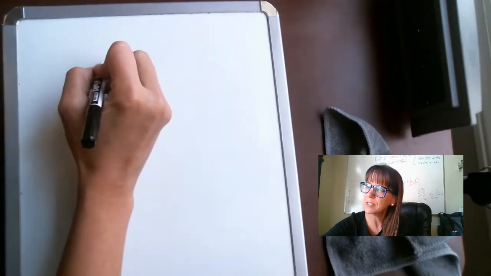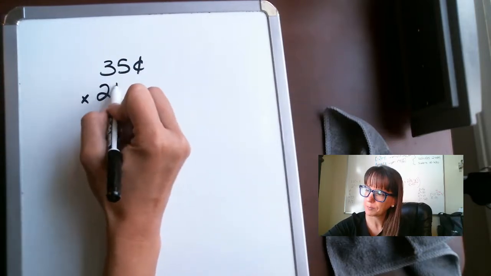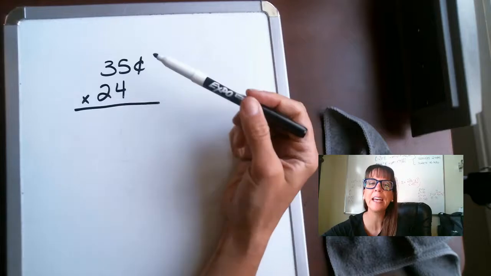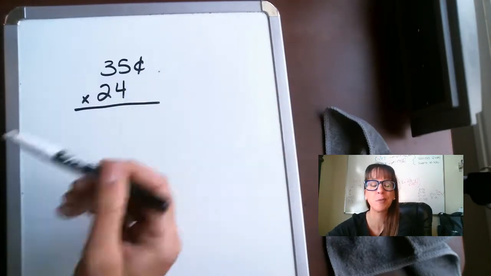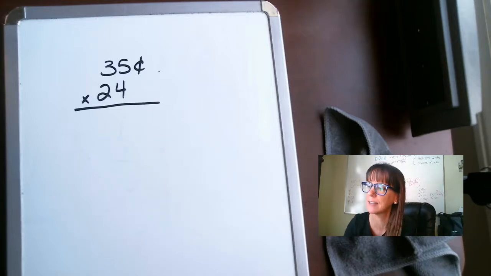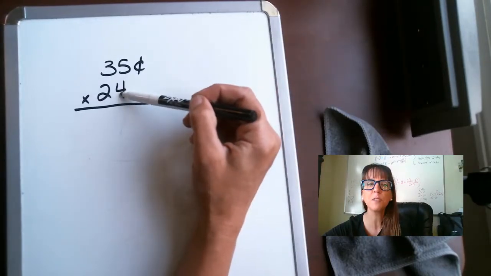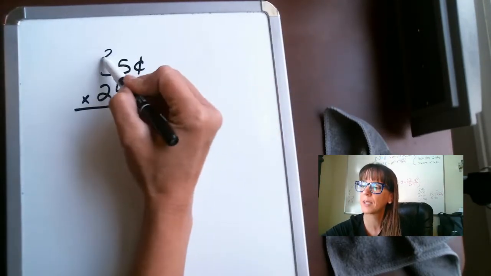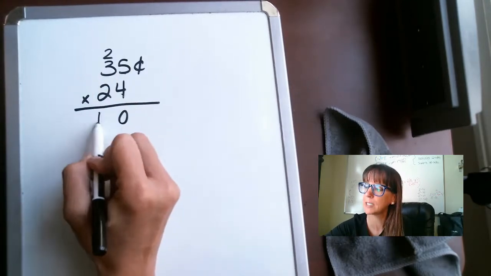All right, so let's start with our first example. We have 35 cents times 24. And again, if you remember from my previous example, 35 cents, notice there's no decimal in there. Otherwise, we would be saying a part of a cent. Good. So the old way that you may be familiar with multiplying this is we take 5 times 4, which gives us 20. Then we do 3 times 4, which is 12, plus 2 more is 14.